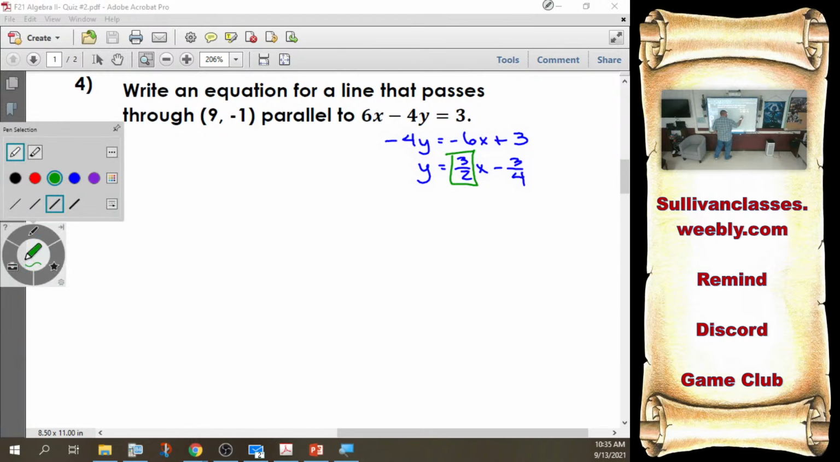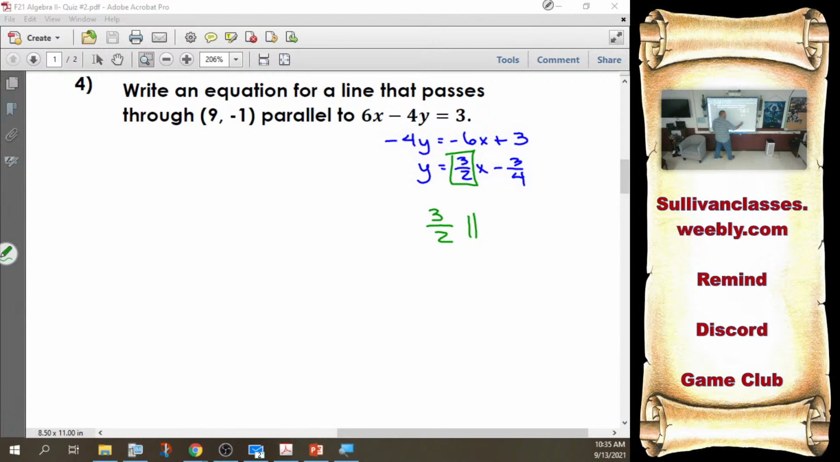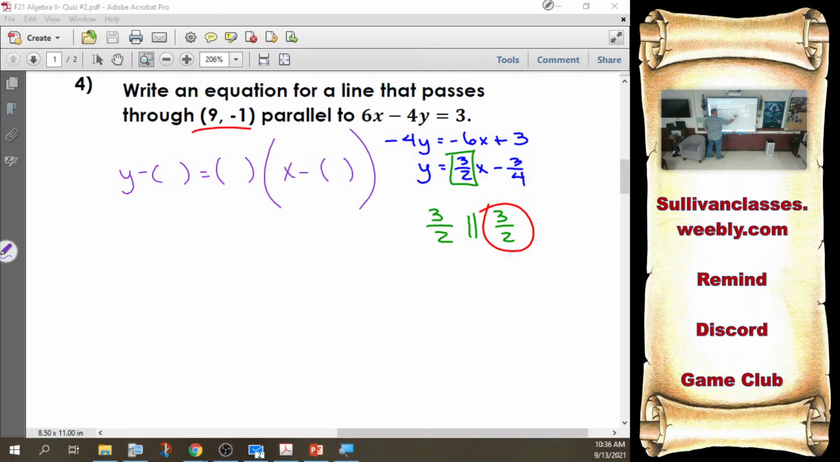So I look at this and I say 3 halves is parallel to what? 3 halves. Parallel means same slope. What if it was perpendicular? Opposite reciprocal, yep. So just make sure you know the difference, whether it asks for parallel or perpendicular. Now in this case, they want parallel. So I'm going through this point and I'm using this slope. Point-slope form? It's a point, it's a slope. It slices, it dices, it does your taxes. Here you go. I have a y as a negative 1, an m is a 3 halves, and an x is a 9.